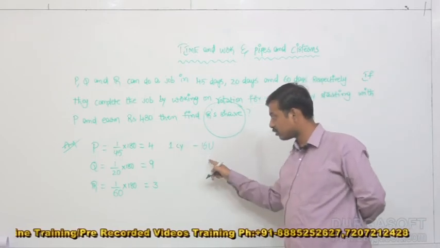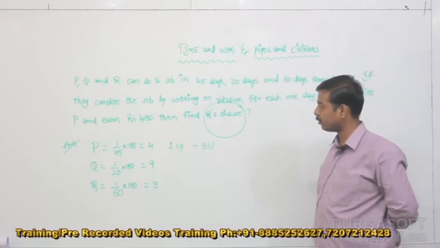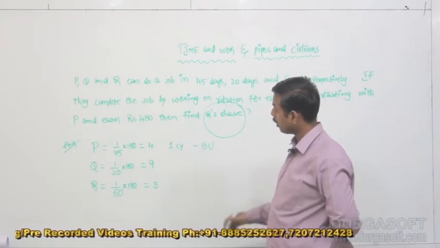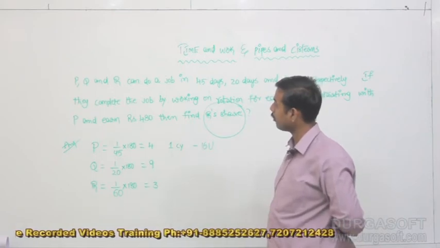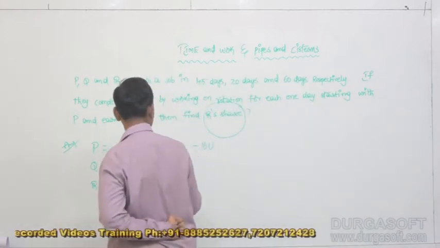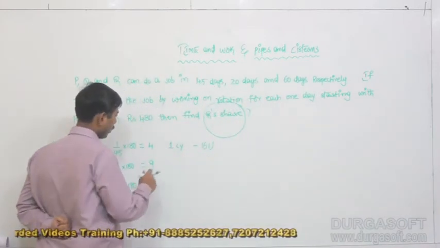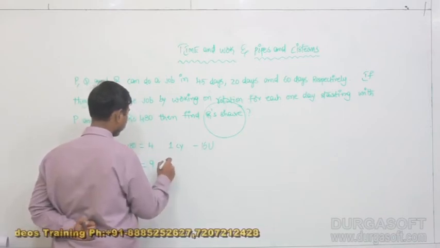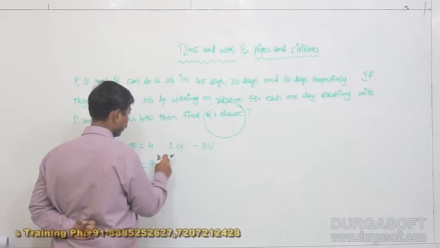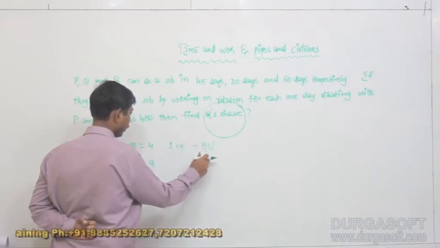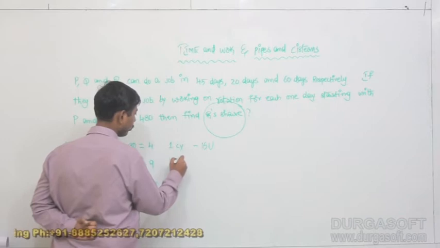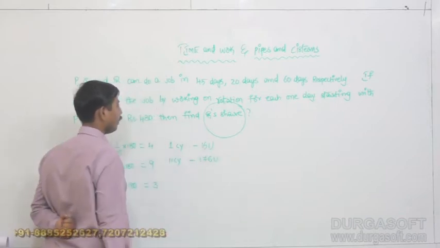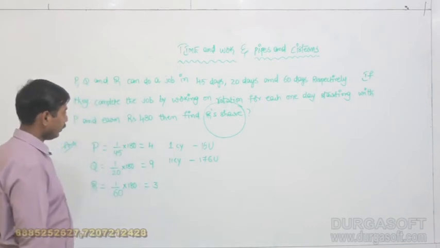In one cycle 16 units of work are completed, so how many cycles should continue until all 180 units are done? One cycle is 16, so 11 cycles. 10 cycles is 160, so 11 cycles means 176 units of work will be completed here.